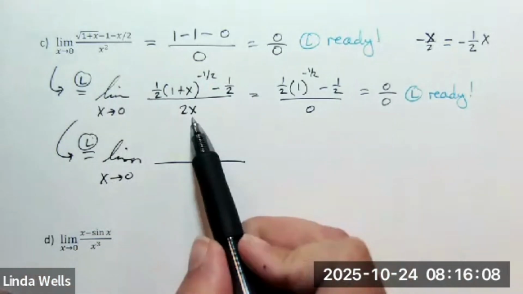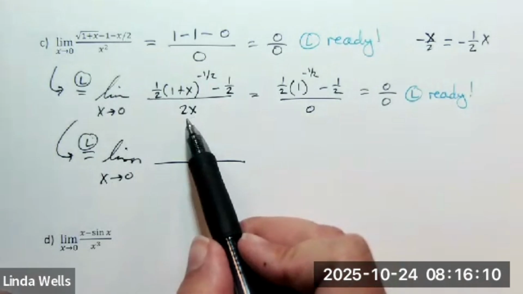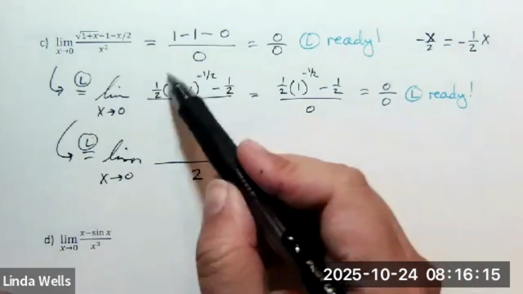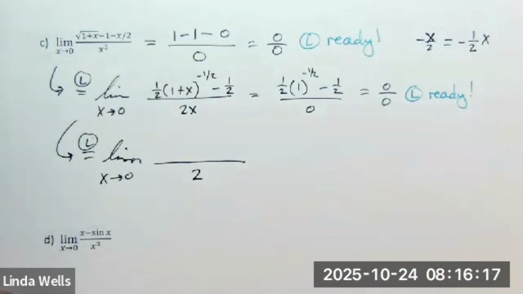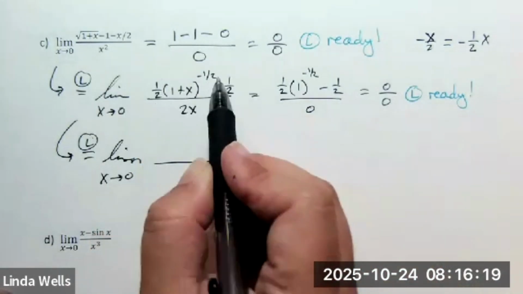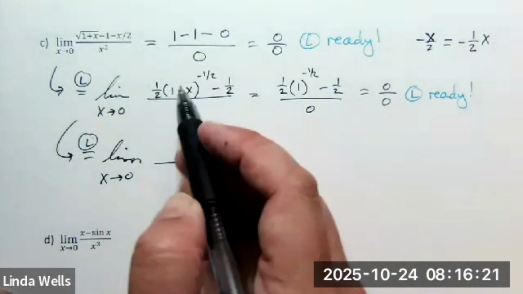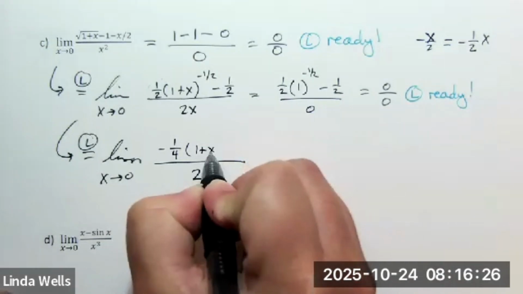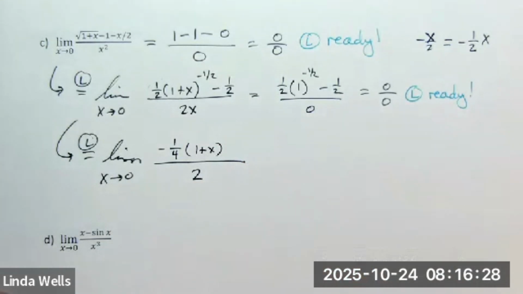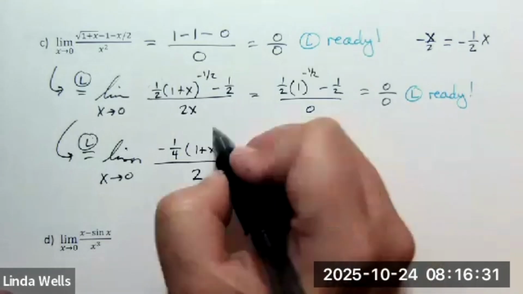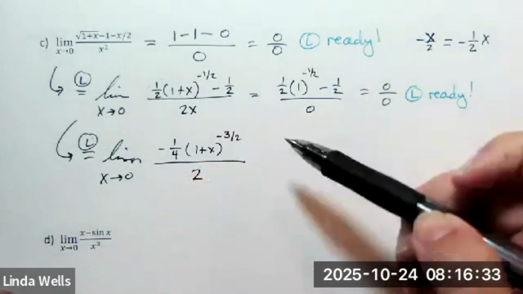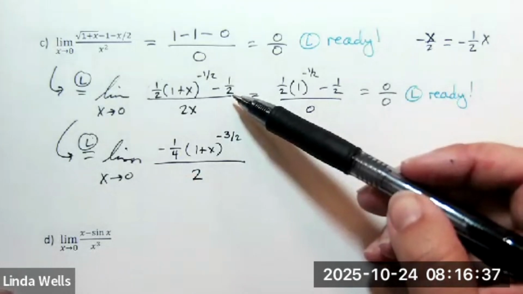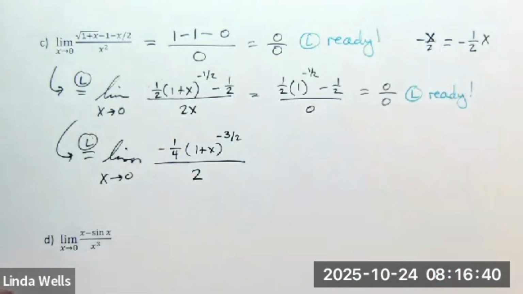All right, let's do the bottom first. It's easier. Let's do the bottom. 2. We have this nasty parenthesis here, but he's already a parenthesis with a power written nicely. So what rule do we use? Power. Power comes down and multiplies. So -1/4 times 1 plus x to the -3/2. And then what happens to this -1/2 out here? He's gone. He goes to 0.